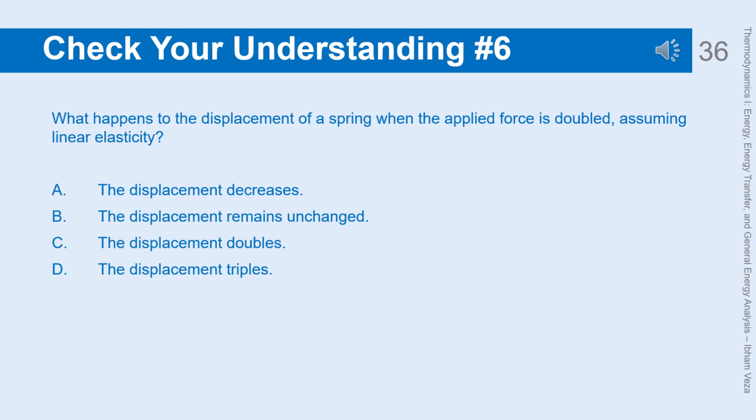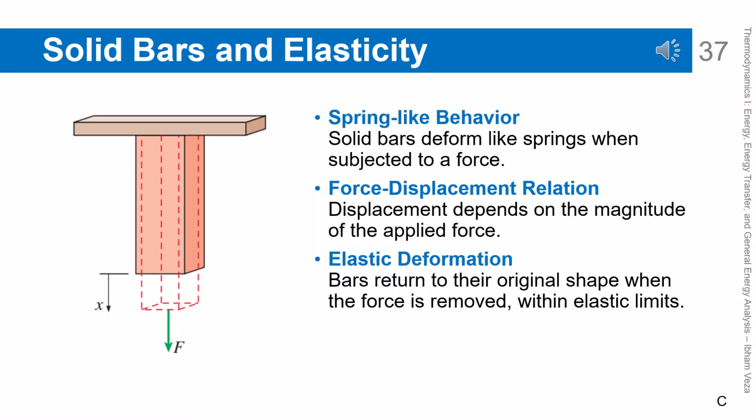D. The displacement triples. Incorrect, because the relationship is directly proportional, so doubling the force results in double, not triple, the displacement. Solid bars and elasticity.